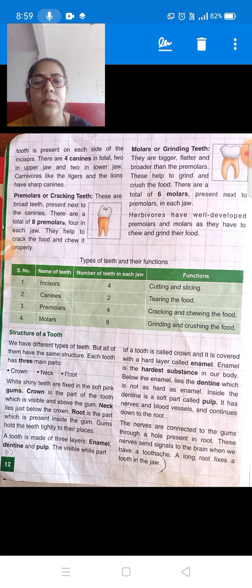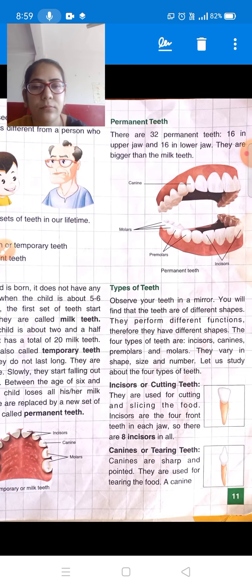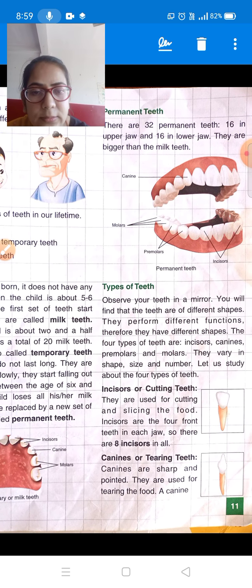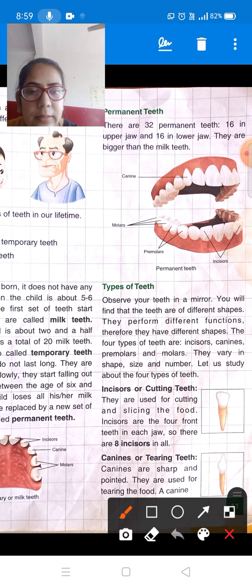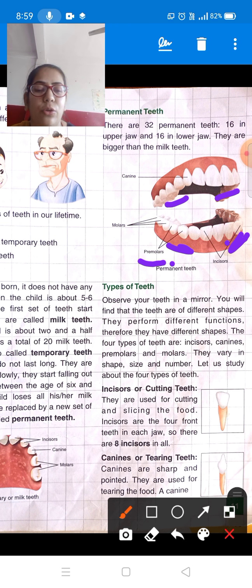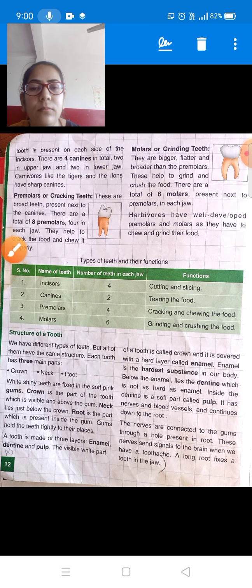Okay, so let's see. These are the premolars. 2 here are present and 2 here are present. On one side of the canine, 2 premolars are there. On the other side also 2 premolars are there. So 4 premolars in the lower jaw and 4 premolars in the upper jaw, right? Okay, so total there are 8 premolars. They help to crack the food and chew it properly.